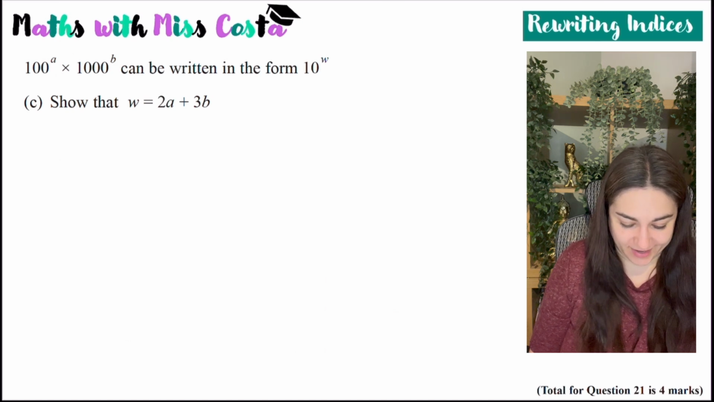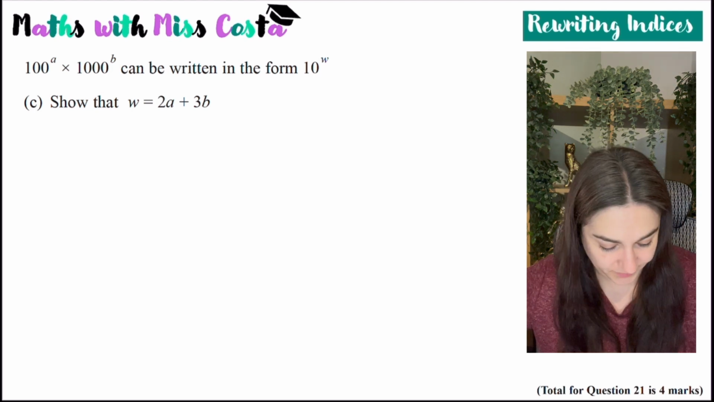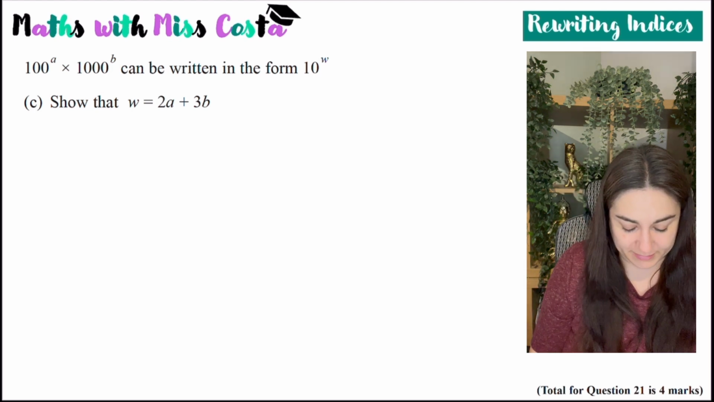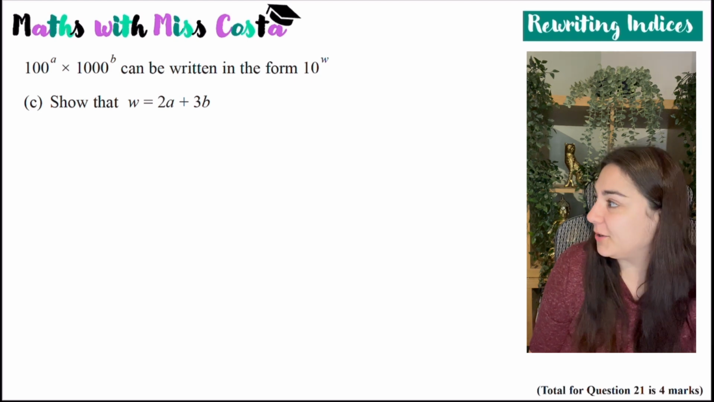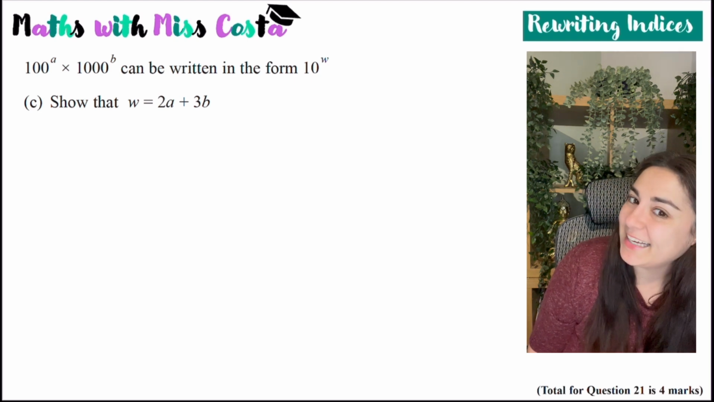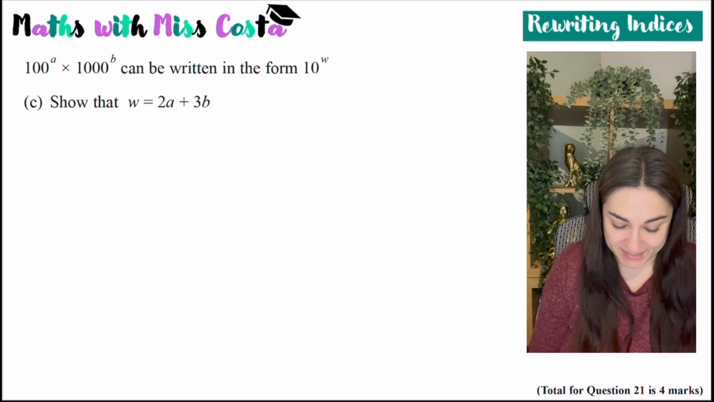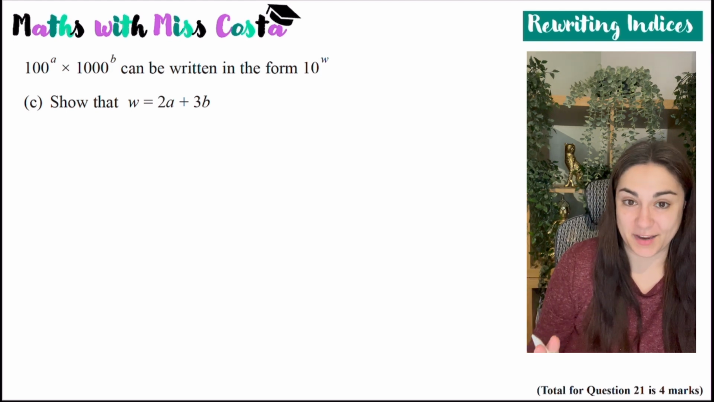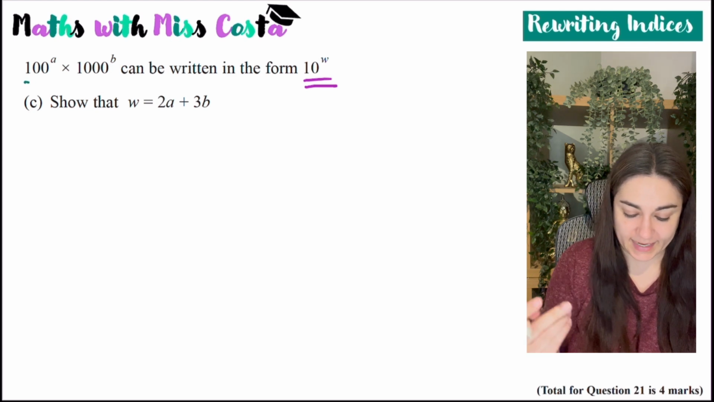Okay, show that 100 to the power of a times by 1000 to the power of b can be written in the form 10 to the power of w. So this is quite a difficult question. There's no two ways about it, but let's have a think about what's going on. We've got 10 to the power of w. That's how we want to write it.